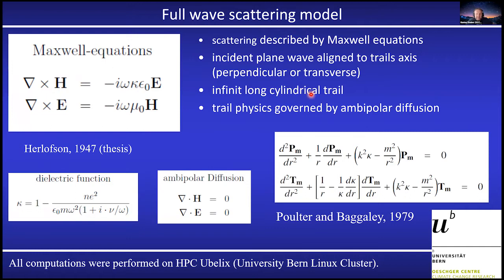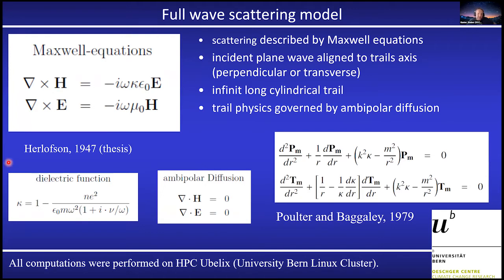And the other aspect we are looking at, the trail physics is only governed by ambipolar diffusion, which means no electrons get lost by chemical processes. So they remain constant and just spread in radial distance from the meteor trajectory.